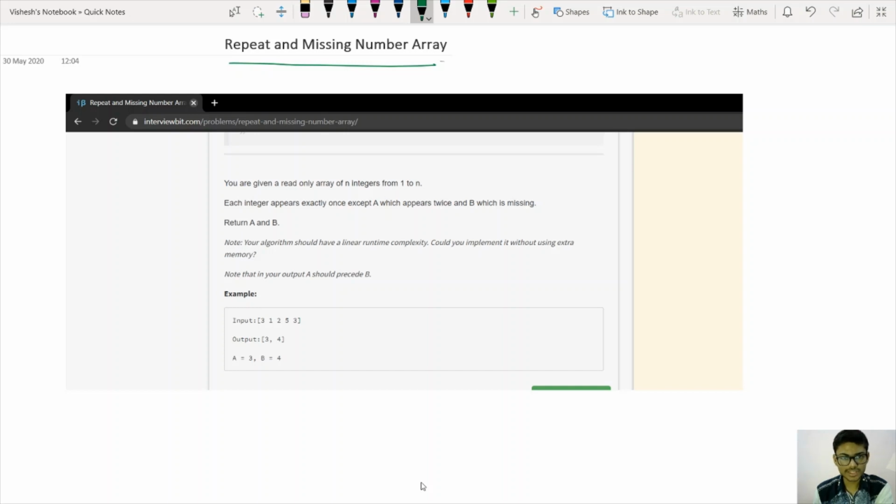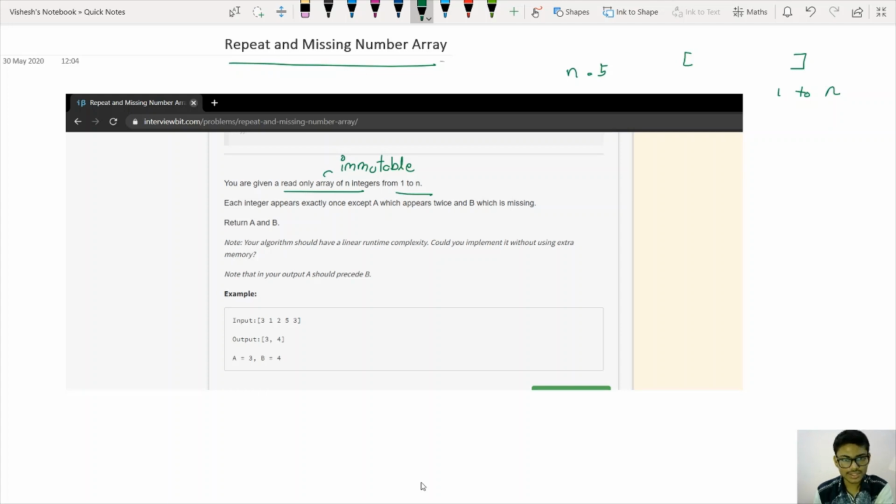So in the problem statement it is given that you are given a read-only array. So it means that this array is immutable. Like we can't change the elements present in the given array, and the integers in that array are from 1 to n, and there would be only n integers. So it means that if n is equal to 5, then there would be 5 elements present in this given array, and all the elements would be from 1 to n.